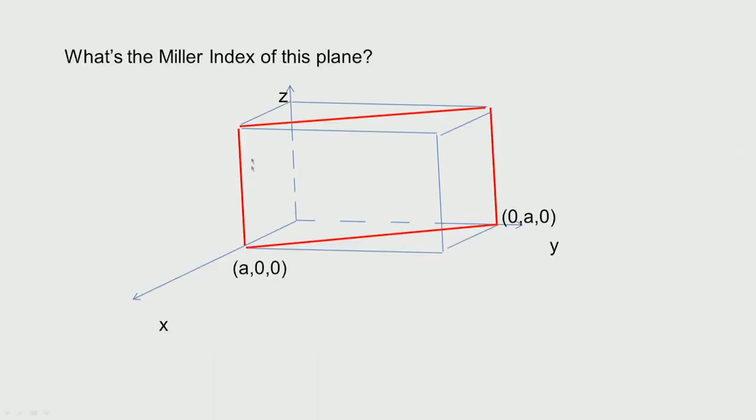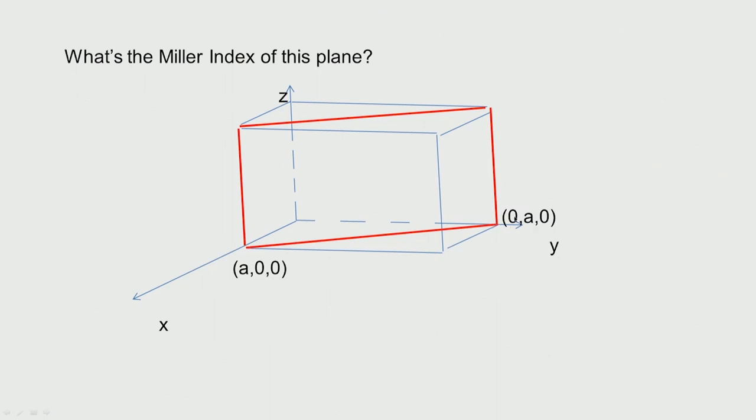Now, let us go into a slightly difficult problem. It is not so difficult, but let us assume I want to know the Miller index of this particular plane, the one which is marked in red. So, it is cutting the x axis at A, it is cutting the y axis at A, it is not cutting the z axis. So, this point is A 0 0, this point is 0 A 0.